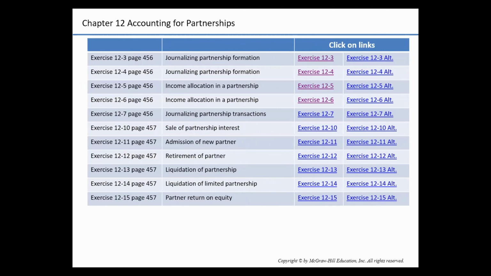Some more types of transactions, journalizing partnership transactions. So on March the 1st, Eckert and Kelly formed a partnership. Now, Eckert contributed $82,500 in cash. Kelly contributed land that was valued at $60,000, and a building that was valued at $100,000. The partnership also took on Kelly's $92,500 long-term note payable associated with the land and the building.